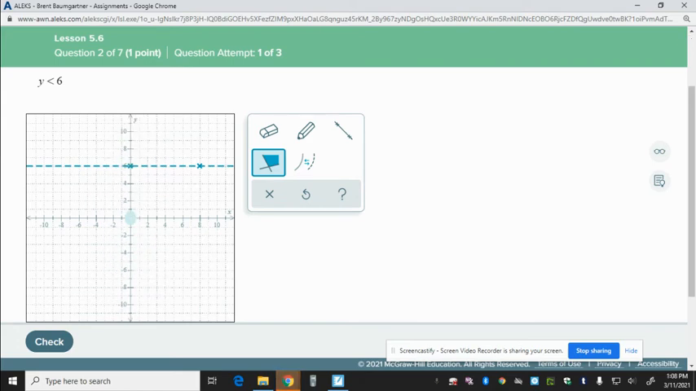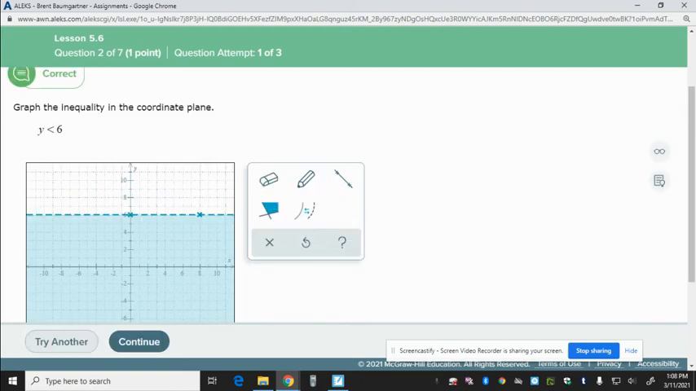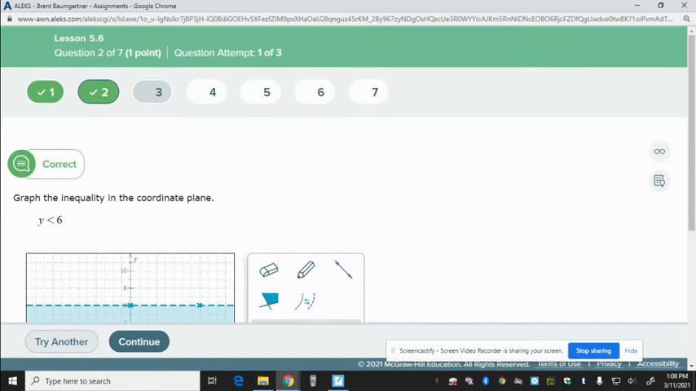So I'm going to use my shading tool. I'm going to click over here. Let's try that again. And there we go. That's the correct solution. But I'll check it just to make sure. And yes, we are correct. Let's go to the next question, number 3.